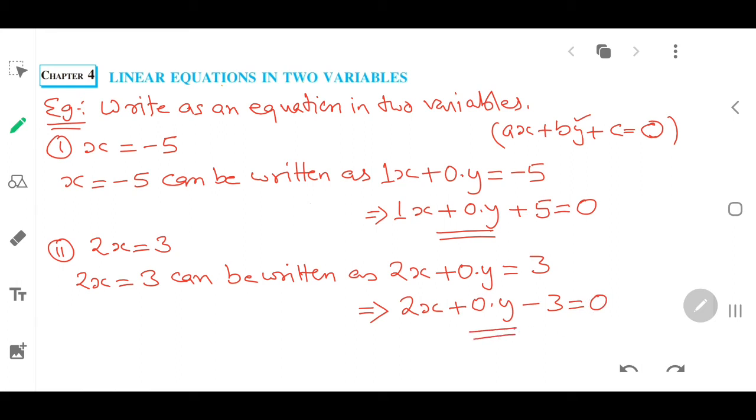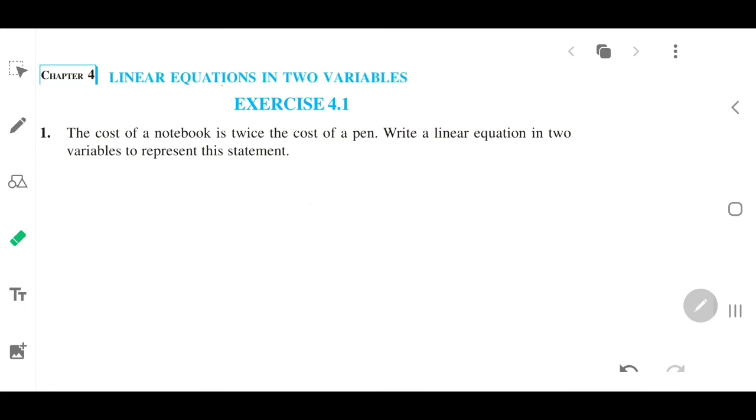So children, I hope you understood. Let us solve exercise 4.1. Question number 1. The cost of a notebook is twice the cost of a pen. Write a linear equation in two variables to represent this statement. Okay? Now, the cost of a notebook is twice the cost of a pen. So what would be the cost of a pen and what would be the cost of the notebook?